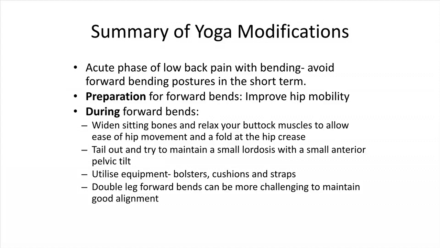Allow your buttocks to relax and your sitting bones to widen, which will encourage a good movement pattern with the axis of rotation at the hips and a fold at the hip crease. Bend your knees a little if you need to. Utilise equipment such as bolsters or straps, and remember that some of the double leg forward folds can be more challenging.